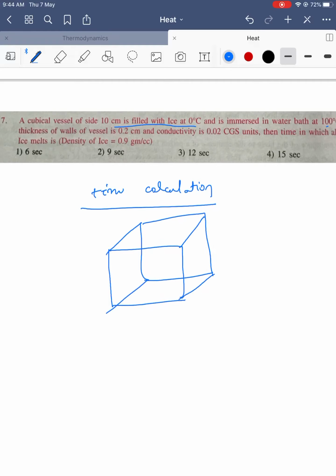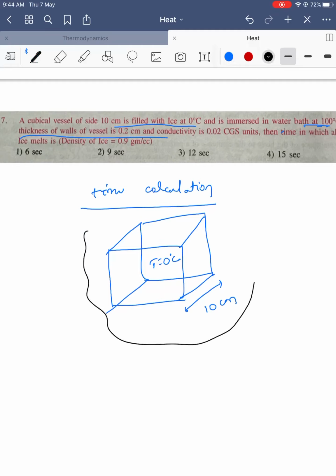How much is the side? It is 10 centimeter. Okay, ice is at what temperature? Temperature is equal to 0 degree Celsius. It is immersed in a water bath at 100 degree Celsius. Now the surrounding water is at what temperature? Temperature is equal to 100 degree Celsius.